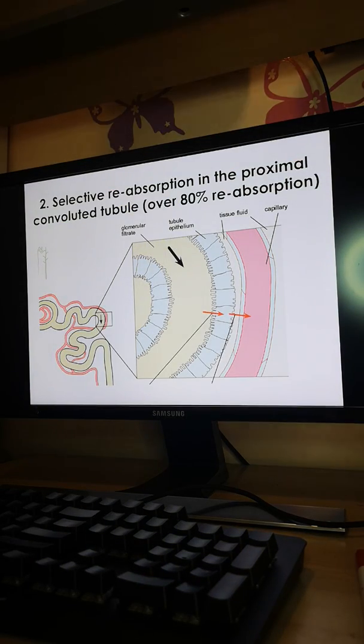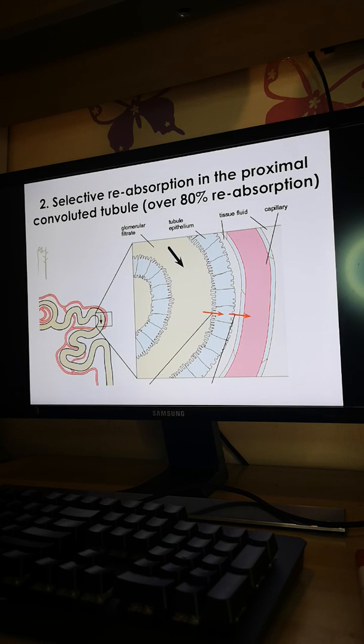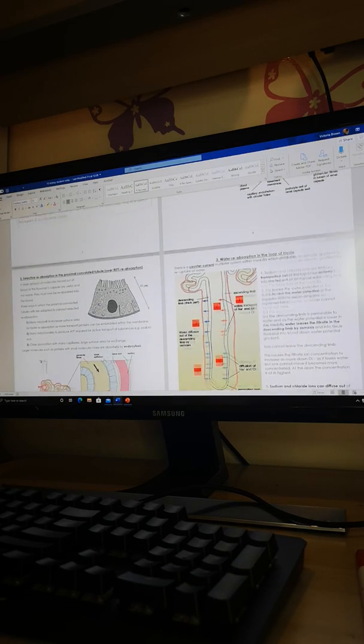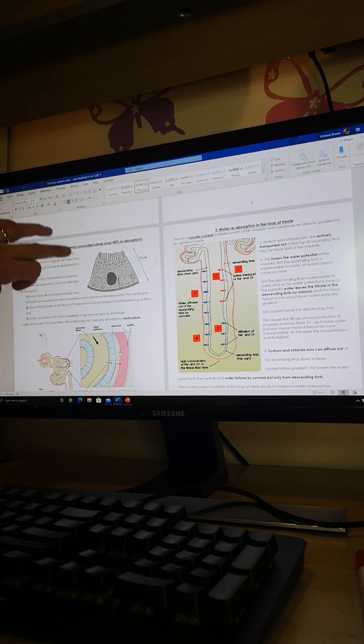Okay, so now we've forced everything, water, ions, glucose, amino acids and urea, out of the blood into the filtrate of the nephron. We now need to reabsorb loads of it because we don't want to lose it in the urine. So we're moving into the second part of the nephron, which is the proximal convoluted tubule. In your keynotes you move into the second part here.